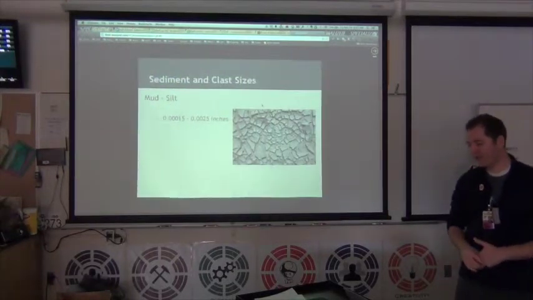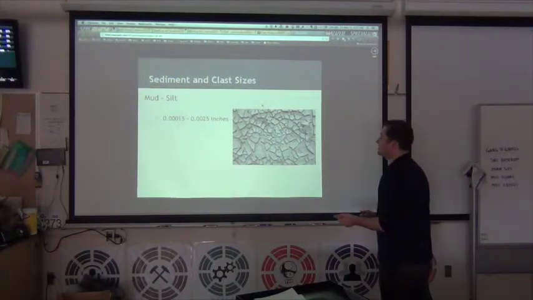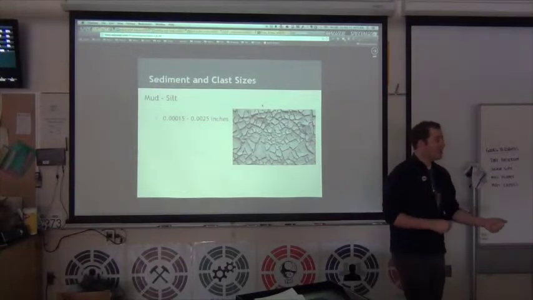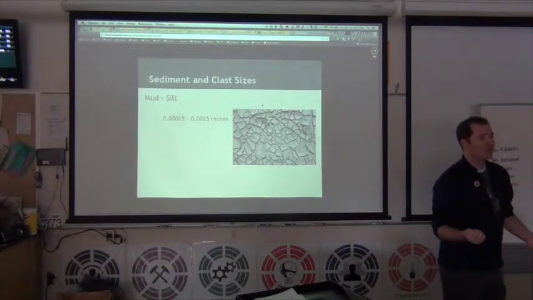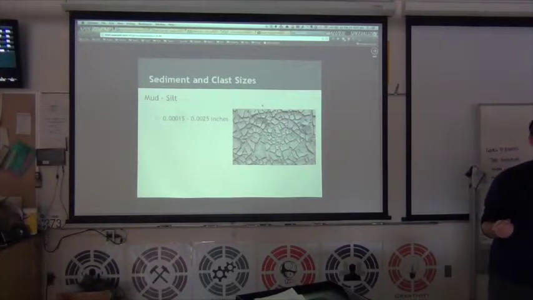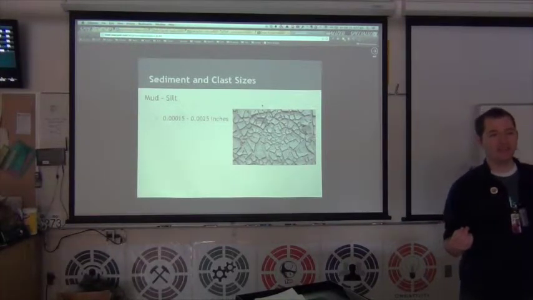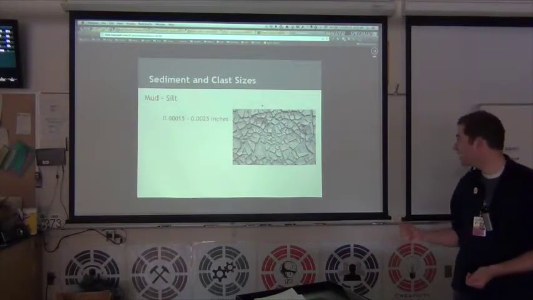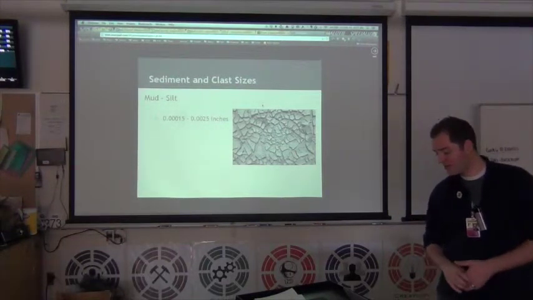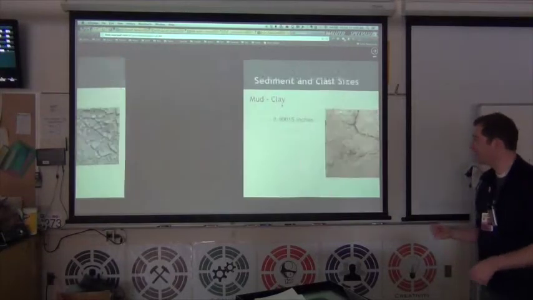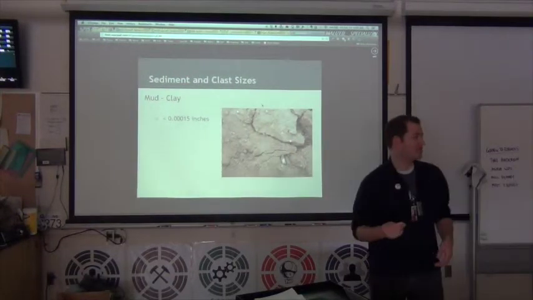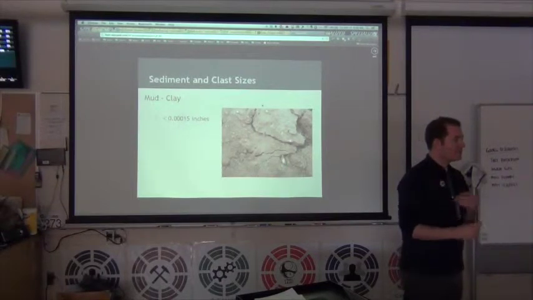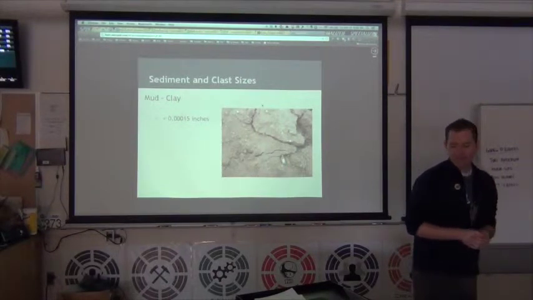And then we have 0.00015 to 0.0025, and we have mudstone and siltstone. So mudstone, think of it like sugar, a little bit finer than sand. Think about it, it's about like sugar. And this last one, mud or clay, think of it like flour, the size of the granules in flour. If you had some dry stuff of this, it'd be about that powdery. Okay?